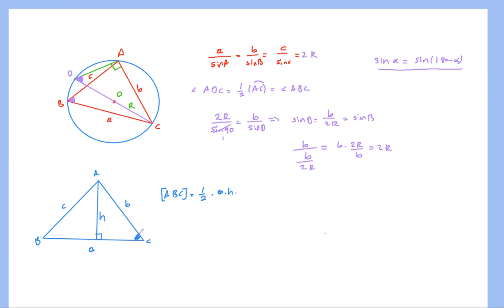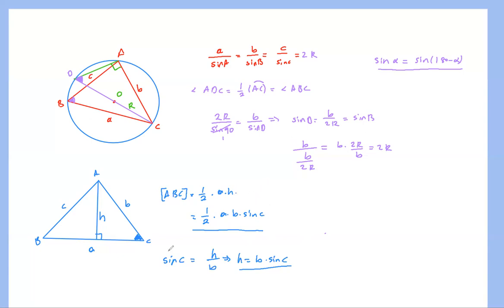So if I take this angle and use sine C, sine C is equal to the opposite side over the hypotenuse, which is H over B. If you multiply both sides by B, H would be B times sine C. So I can replace H with that. This is going to be equal to 1/2 times A, and H is just B times sine C. Now we have another way to find the area of the triangle if you know two sides and the angle in between those two sides.